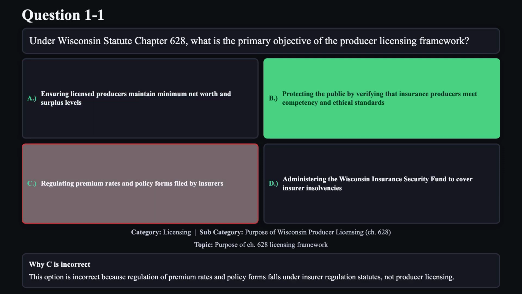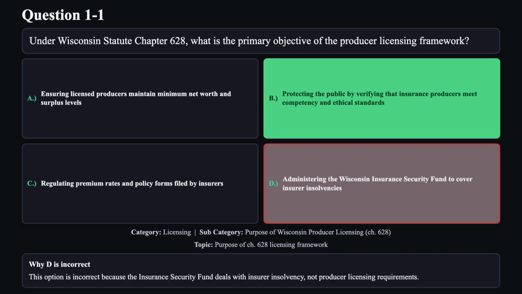Reason C is not correct. This option is incorrect because regulation of premium rates and policy forms falls under insurer regulation statutes, not producer licensing. Reason D is not correct. This option is incorrect because the Insurance Security Fund deals with insurer insolvency, not producer licensing requirements.